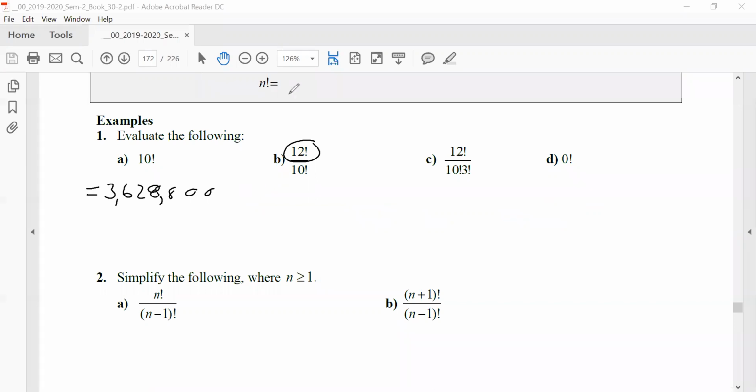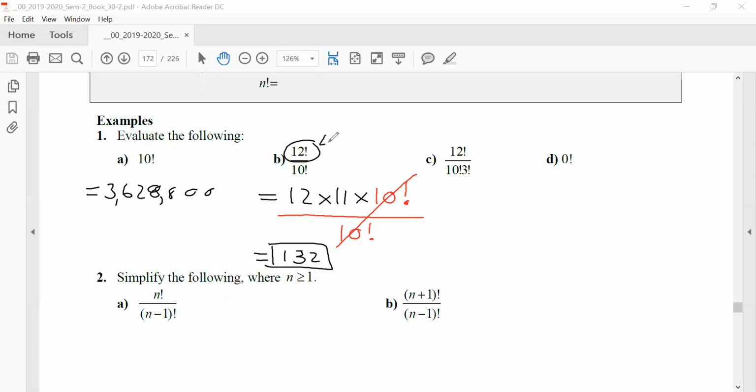I'm going to expand the bigger one. 12 factorial is bigger than 10 factorial. We all agree that 12 is bigger than 10. So I'm going to go 12 times 11 times, and I'm going to stop at 10 factorial. The reason I'm going to stop at 10 factorial is, what do I see in the denominator? 10 factorial. These numbers divide. So what am I left with? 12 times 11. Guess what, my friends? 132.